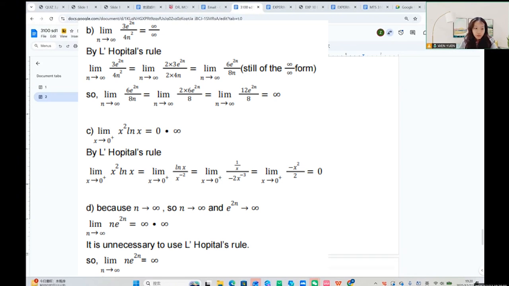For the last example, find the limit of n times e to the power of 2n as n approaches infinity. As n approaches infinity, both n and e to the power of 2n approach infinity, so their product also approaches infinity. So it doesn't need L'Hopital's rule.